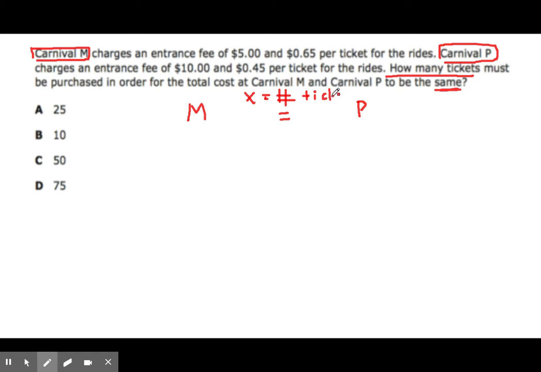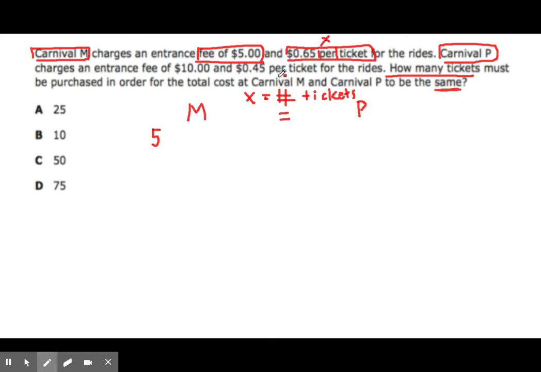All right. So now let's fill all our information in. What do we know about Carnival M? Well, we know Carnival M charges an entrance fee. Again, here's that word fee. That tells me I've got a constant, right? So a fee of $5.65 per ticket. Again, here's that word per. That tells me I'm multiplying.